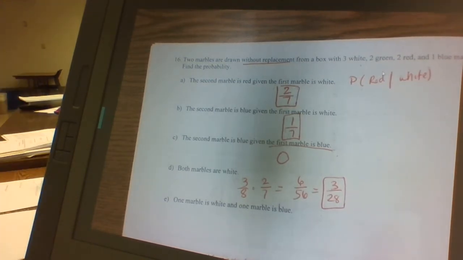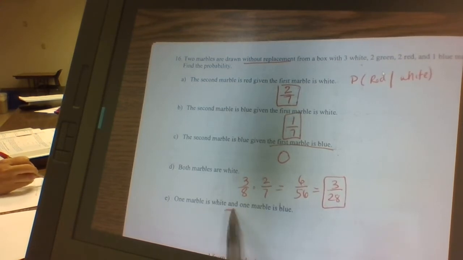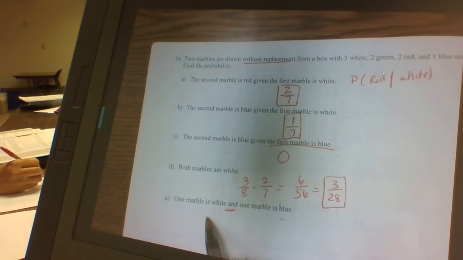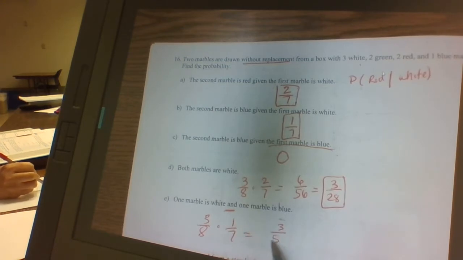Now, how do you do E? The probability of a white and a blue. What is the probability of there being a white? 3 over 8, times the probability of there being a blue, 1 over 7, which becomes 3 over 56. Can we reduce this? No.